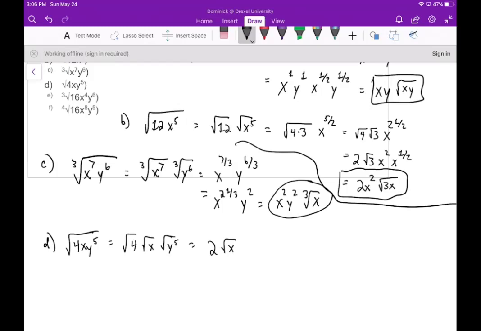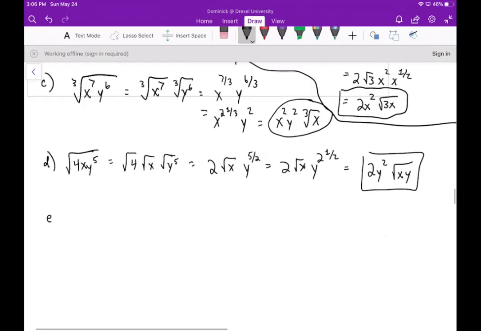And the square root of y to the 5th, we'll say, is y to the 5/2. So this is 2 square root of x, y to the 2 1/2. So I'm going to get 2y squared, and then inside the square root, I'm going to get xy.